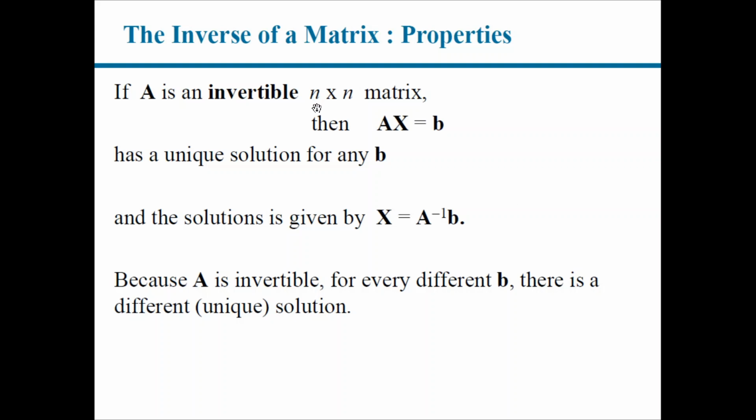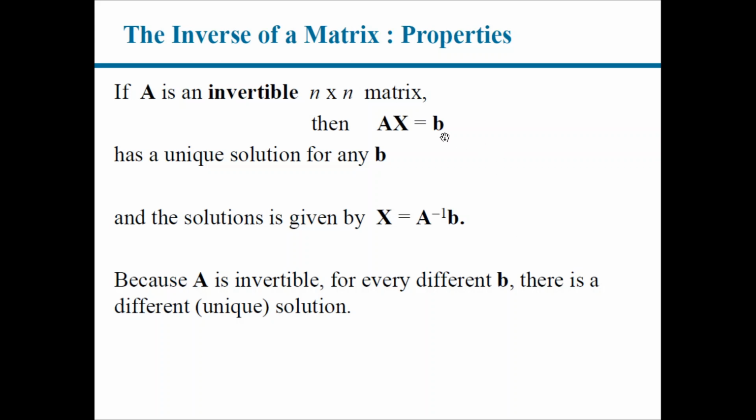So if we have a system that has a square coefficient matrix and that matrix is invertible, then the system Ax equals b has a unique solution for every b. So for every different b we will get one unique different solution because our matrix is invertible. So this is a very important property to remember.